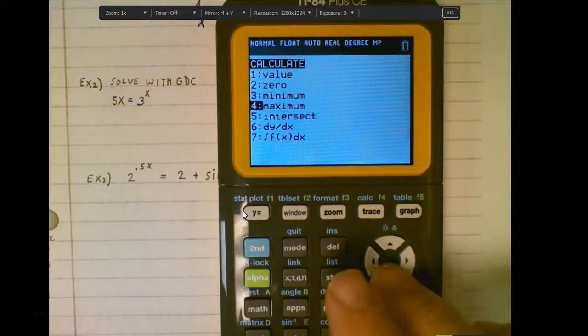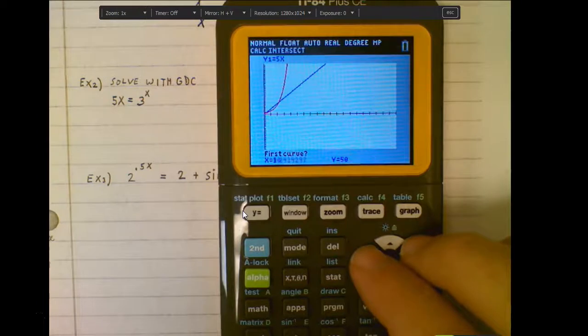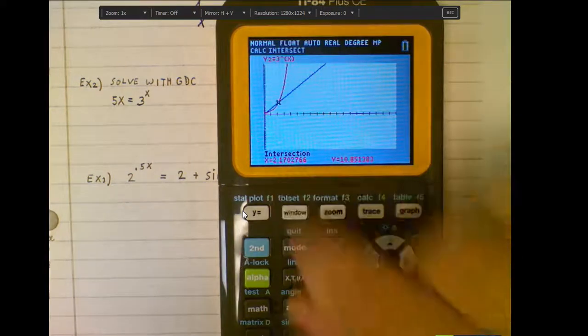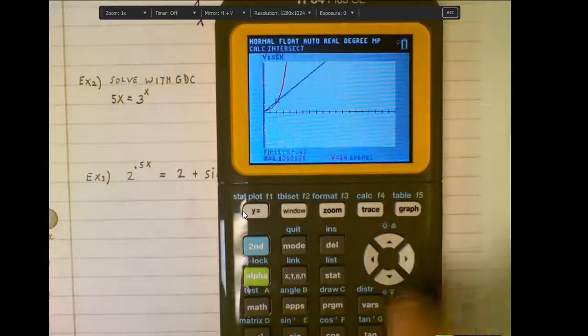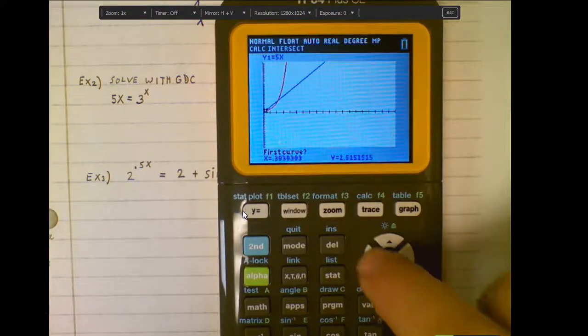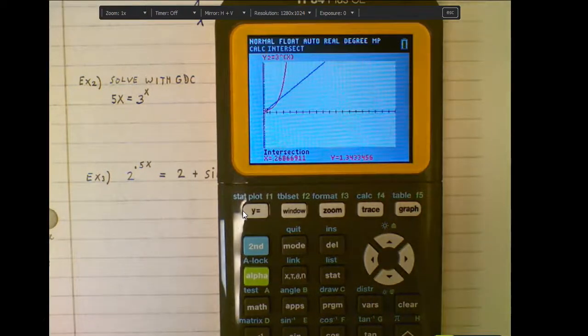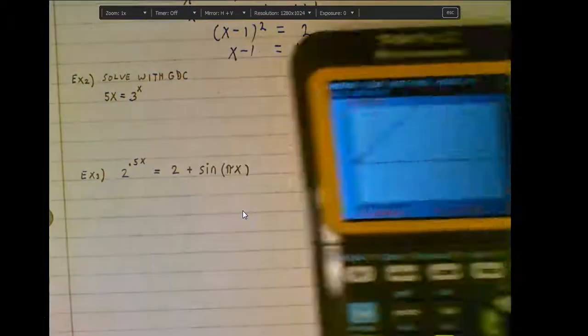But again, if I go under Calc and choose Intersect, get my cursor closest to either one that I want to find first, and go enter, enter, enter. So there we go. 2.17 is my first solution. And if I go under Calc and choose Intersect one more time, let's get my cursor over to the other guy and hit enter, enter, enter. And 0.269 would be my other solution. So just make sure you get them all accounted for.